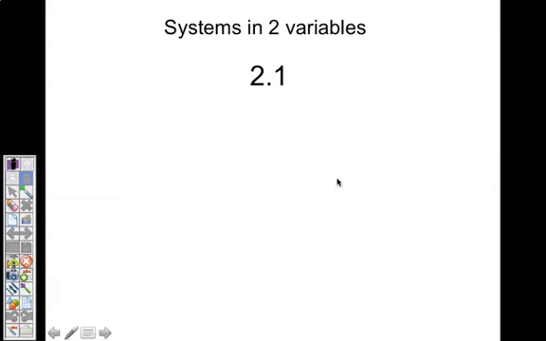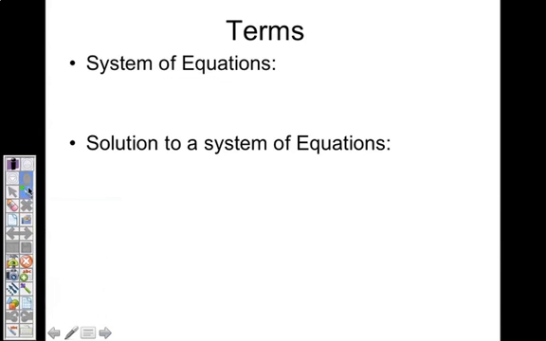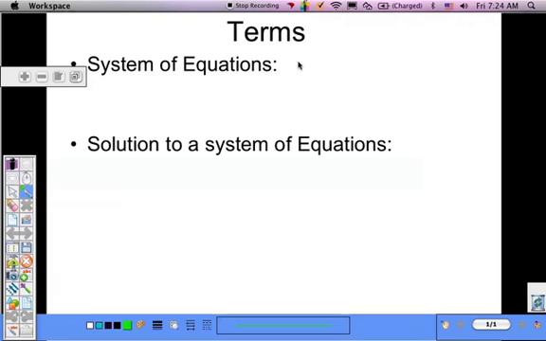Today we're going to be looking at systems of equations in two variables. The term system of equations means a set of two or more equations. In 2.2, we'll be getting into a set of three equations, but today we're just going to be focusing on two equations. A solution to a system of equations is the x, y value that holds true in both statements. Another way of thinking about it is where the lines intersect, the coordinate where the lines intersect.